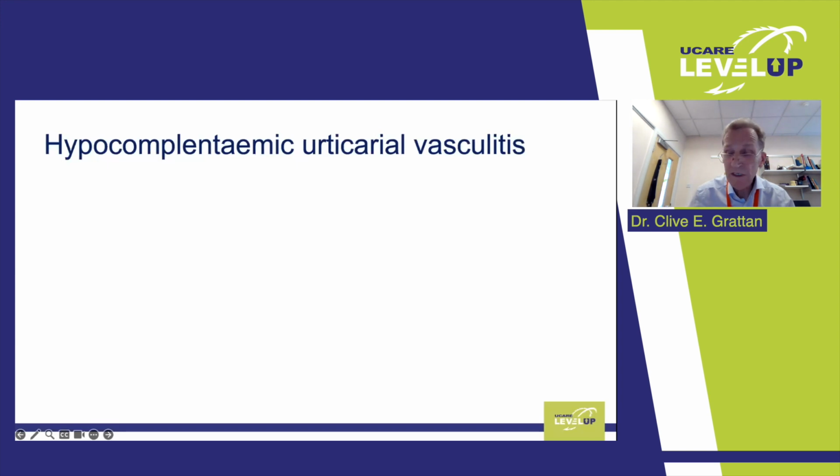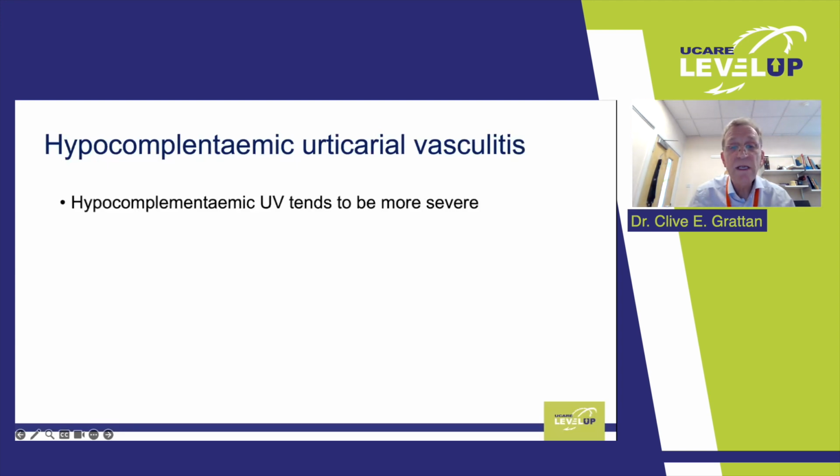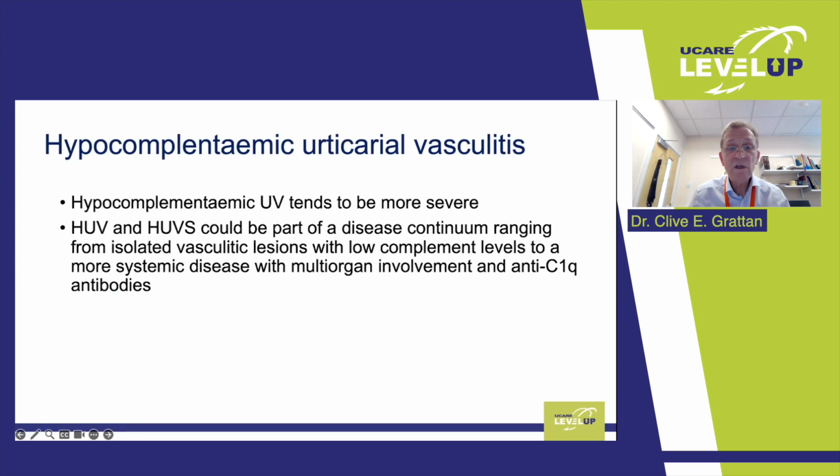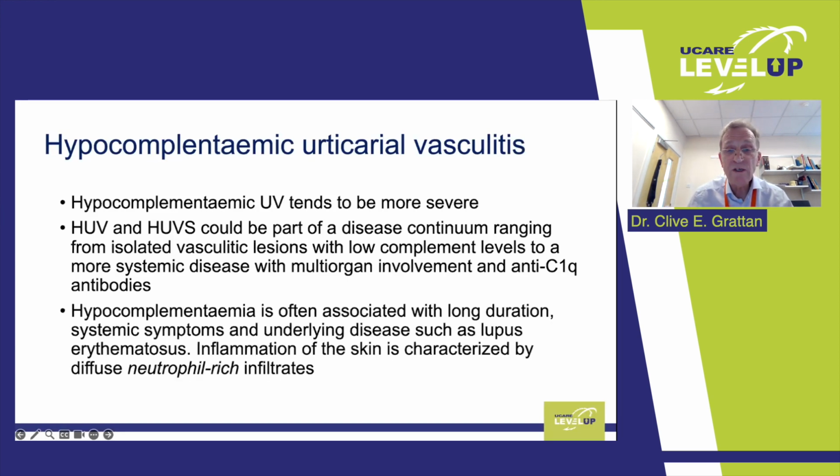So hypocomplementemic urticarial vasculitis tends to be more severe. HUV and HUVS could be part of a disease continuum ranging from isolated vasculitic lesions with low complement to a more systemic disease with multi-organ involvement and anti-C1q antibodies. Hypocomplementemia is often associated with long duration, systemic symptoms, underlying disease such as lupus erythematosus, inflammation of the skin characterized by diffuse neutrophil-rich infiltrates. And anti-C1q antibodies are not specific to HUVS.